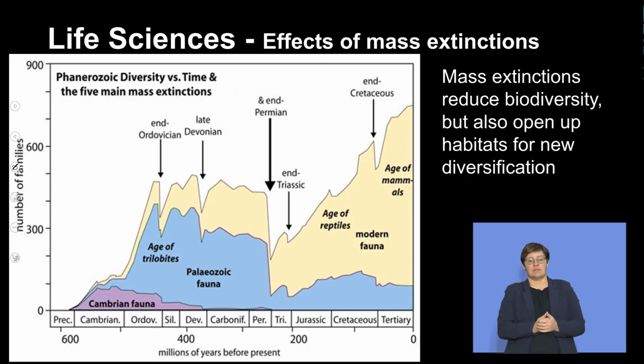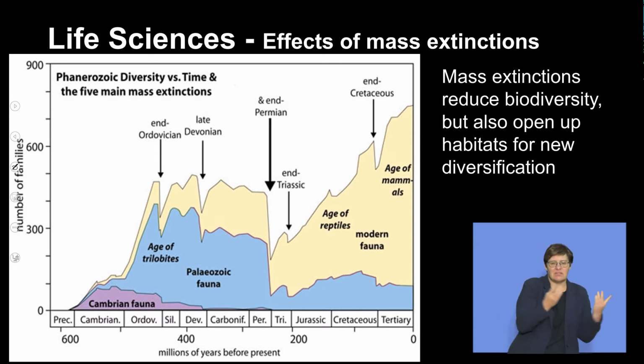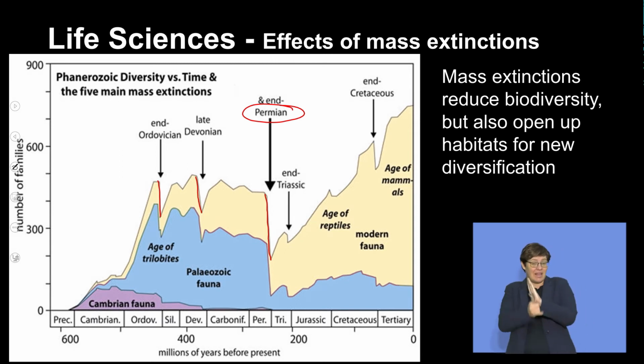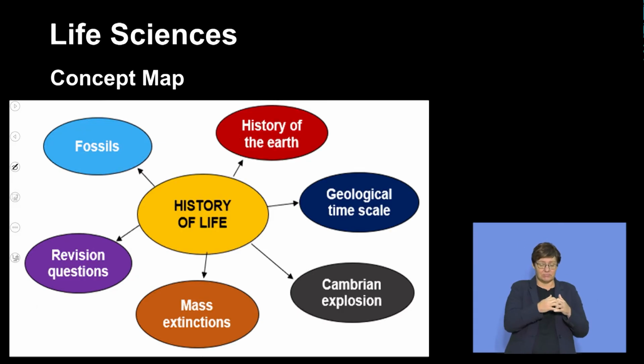Then, you're also familiar with this. It has a look at how many different species there are, how many different families there are over time, and each time there is a drop, it shows when a mass extinction is occurring, and the biggest mass extinction is the one which was at the end of the Permian period. But remember, mass extinctions kill off many animals, but they also open up habitats for other animals to survive.